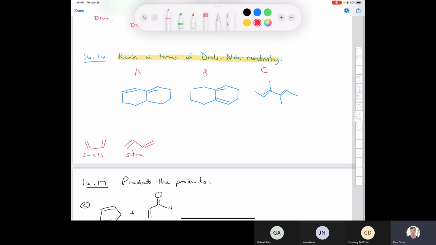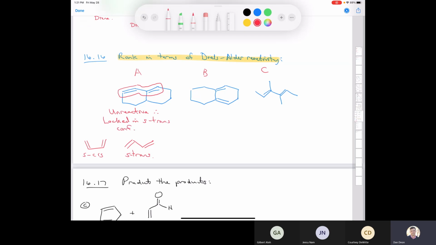So S-trans. And you can see that this diene is locked in the S-trans because it's in that bicyclic system. So unreactive, since locked in S-trans conformation.